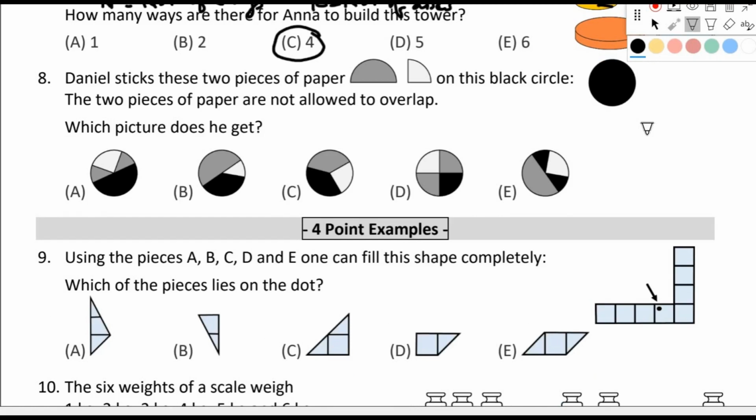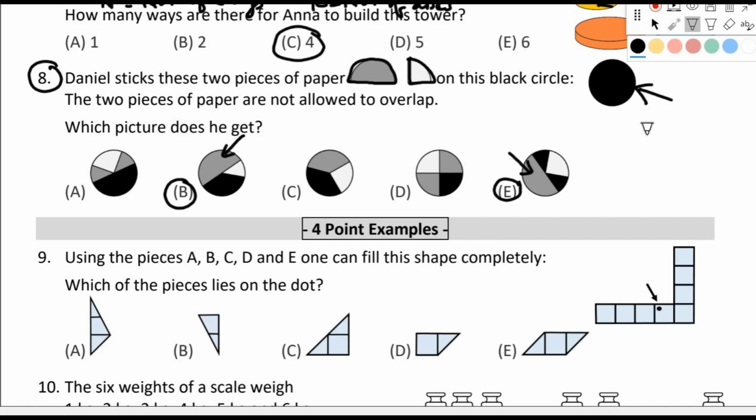Moving ahead, question number 8. In question number 8, Daniel sticks these 2 pieces of paper. One is a semicircle, another is a quadrant of the circle, on this black circle. On this black circle, which picture does he get? Oh, depends how it is being stuck. So there is one semicircle I see in option B, and in option E also I see a similar semicircle.